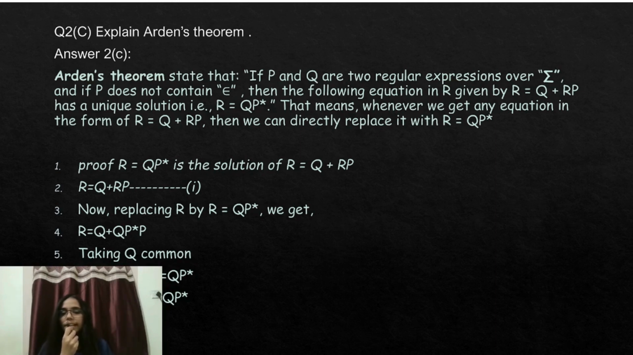That means whenever we get any equation in the form of R is equal to Q plus RP, then we can directly replace it with R is equal to QP star. Here is the given proof of why we can replace R is equal to Q plus RP with R is equal to QP star. You can refer to the proof here. Okay, now let us proceed to the next part of question number 2.